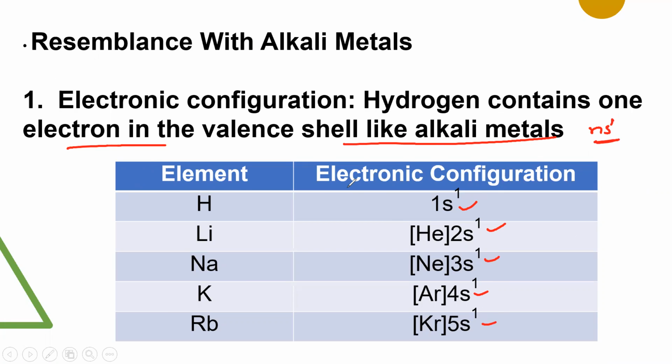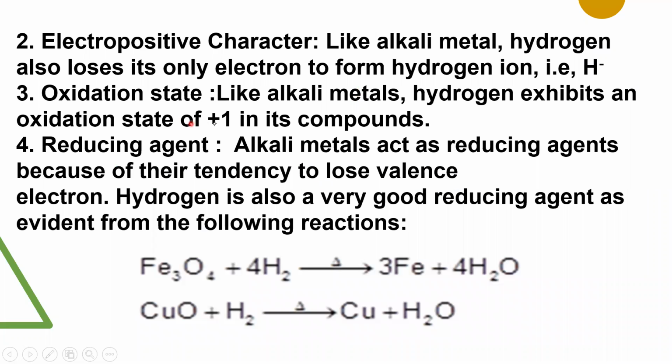So with respect to the number of valence electrons, hydrogen is similar to alkali metals, because alkali metals also have ns1 configuration. Hydrogen is also 1s1 configuration. So outermost electronic configuration is 1s1. Next, coming to the second point, point number 2 regarding electropositive character.